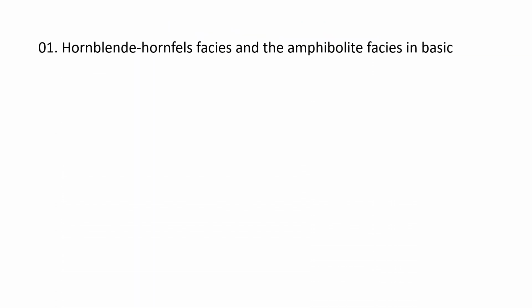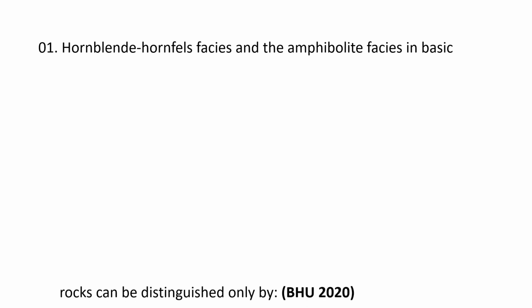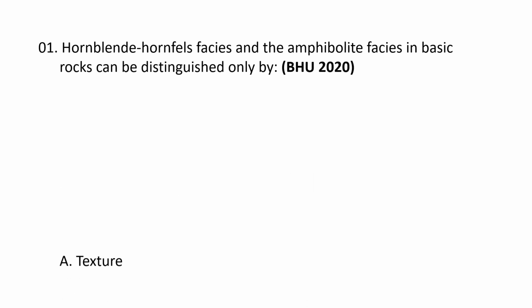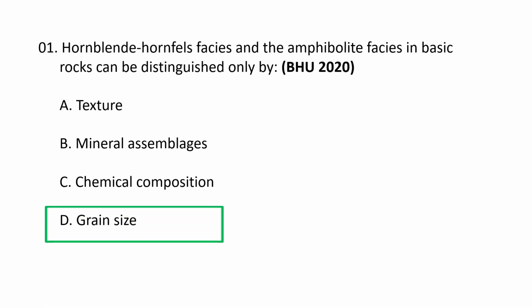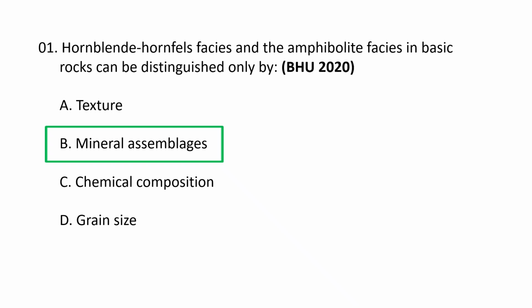Hornblende hornfels facies and the amphibolite facies in basic rocks can be distinguished only by A. Texture, B. Mineral assemblage, C. Chemical composition and D. Grain size. So the correct option goes as B. Mineral assemblage. Mineral assemblage is a key factor distinguishing between hornblende hornfels facies and the amphibolite facies.